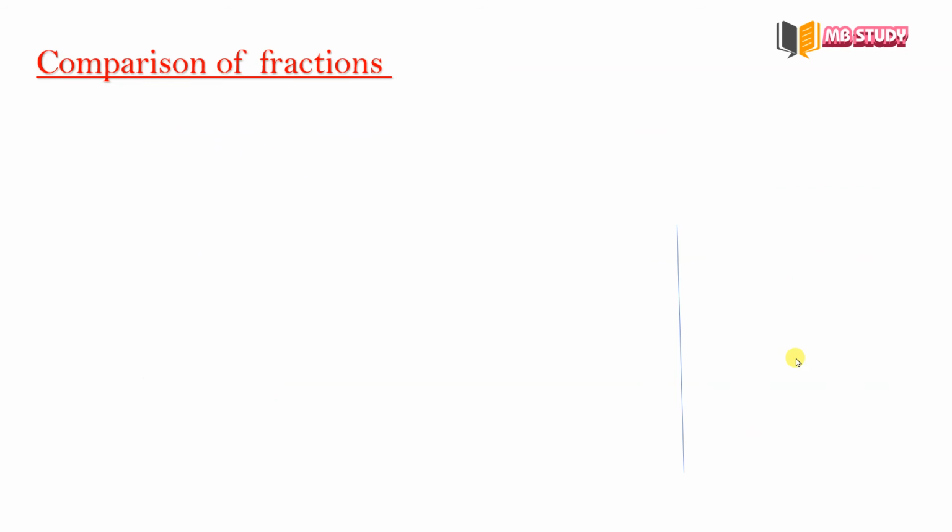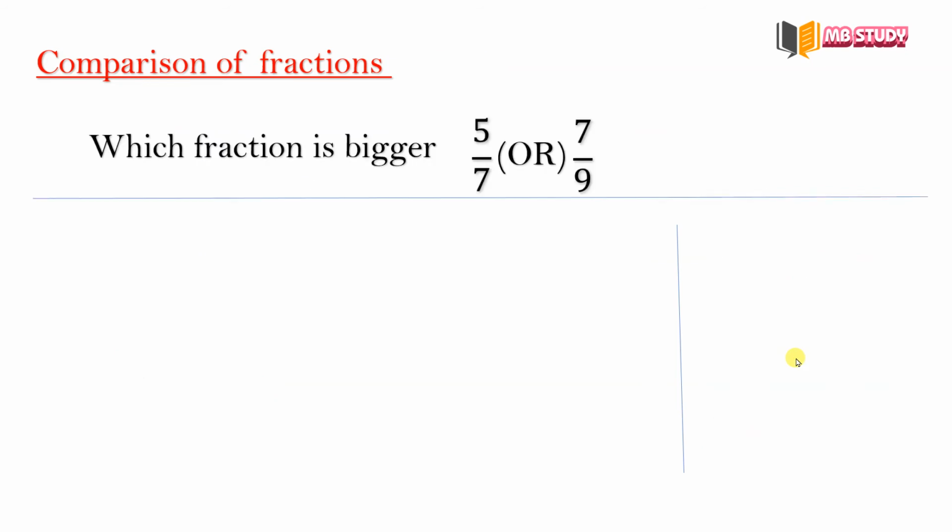Now comparison of fractions: which fraction is bigger? There are many methods to find the bigger fraction, for IIT and competitive examinations. Simply we cross multiply these two: 5 9s are 45, 7 7s are 49. So 49 is greater, which means the second one is greater, so 7/9 is the greater fraction. This type of thinking we use in IIT.